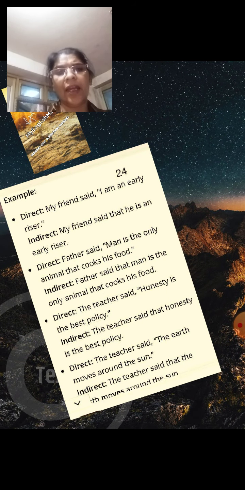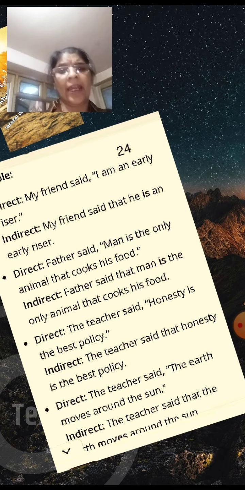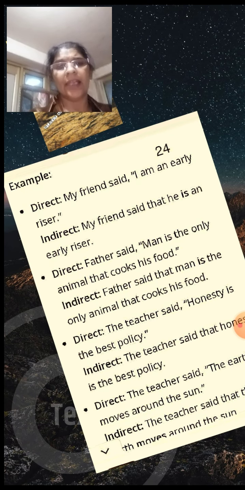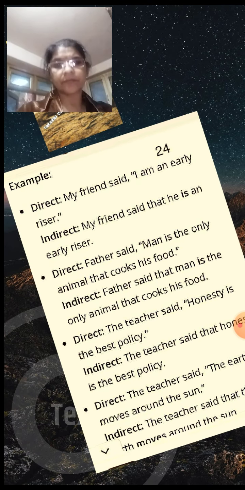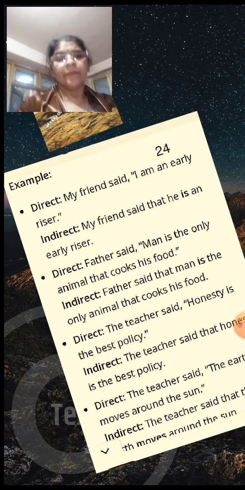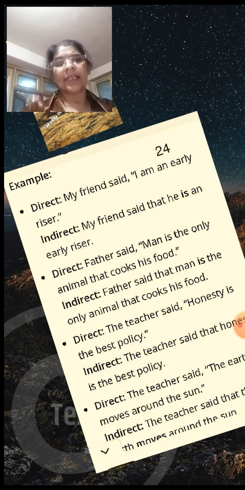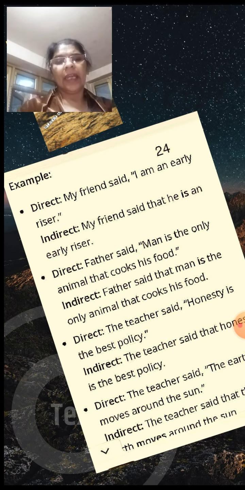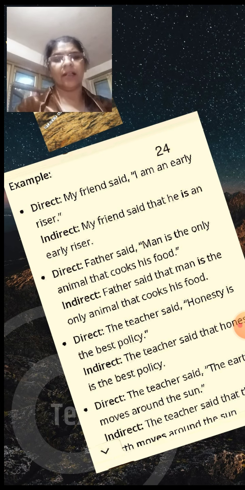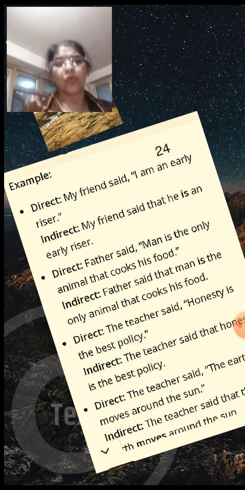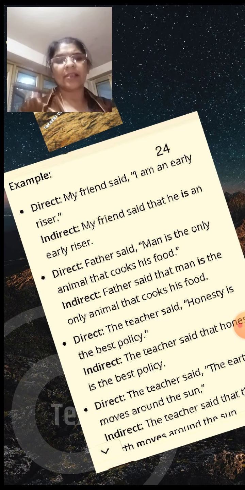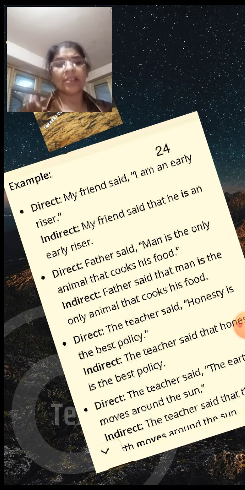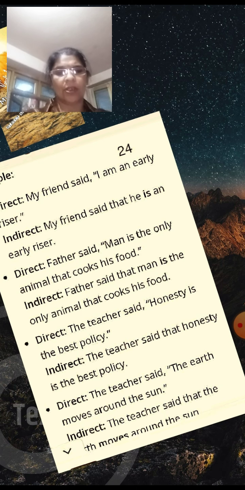Direct: my friend said, I am an early riser. Indirect: my friend said that he is an early riser. Direct: father said, man is the only animal that cooks his food. Indirect: father said that man is the only animal that cooks his food. Direct: the teacher said, honesty is the best policy. Indirect: the teacher said that honesty is the best policy.